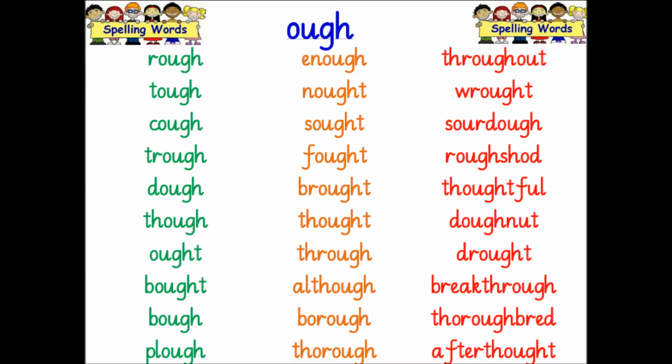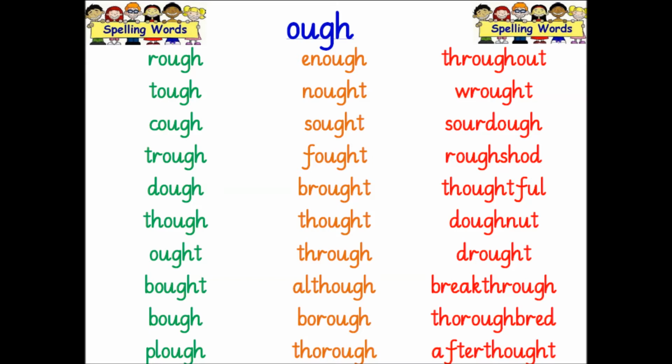Okay. Then we've got bought. That is something from a shop. So that is the past tense of buy. Okay. Then we've got bough, which I've already said is part of a tree. And then the bottom one there is plough, as in that's the word that you would use to dig up a field, to plough the field. That's what farmers do.